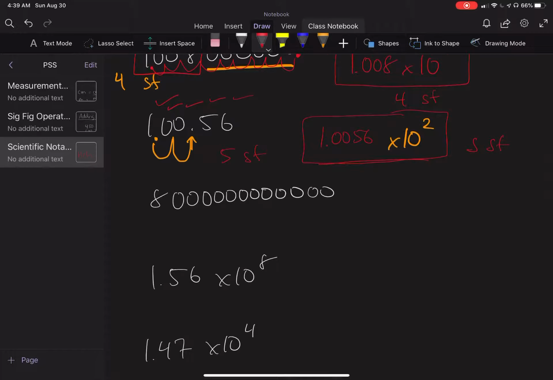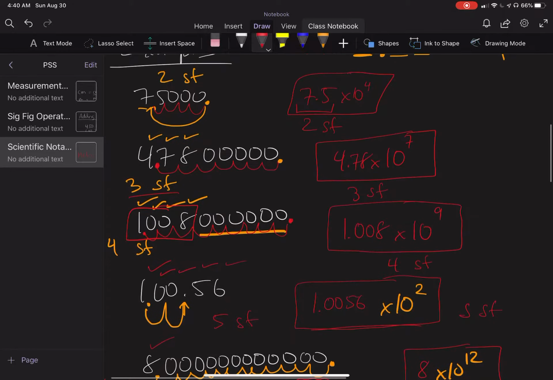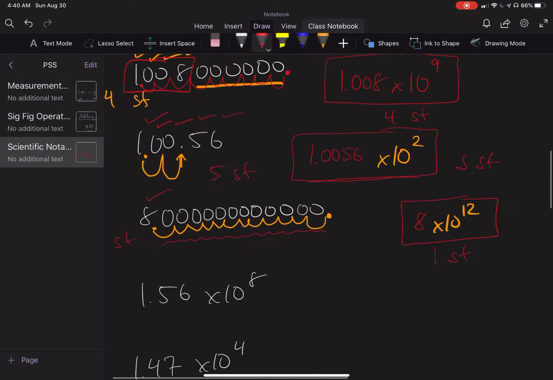Next one, an 8 with a whole bunch of zeros after it. Here's our decimal. We want to move it over here. 1, 2, 3, 4, 5, 6, 7, 8, 9, 10, 11, 12. So we're going to have times 10 to the 12th. Now, none of those zeros were significant. All of these zeros here were placeholder zeros. We only had 1 significant digit. So this is just 8 times 10 to the 12th. 1 sig fig over here. You'll notice with all of these, the times 10 to the part of it doesn't count for your significant figures. It's just the part in front of that multiply sign that counts for sig figs.